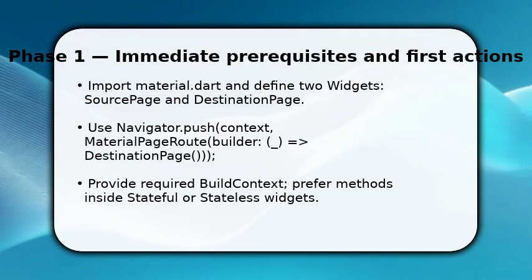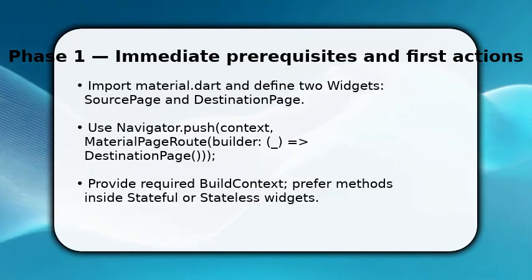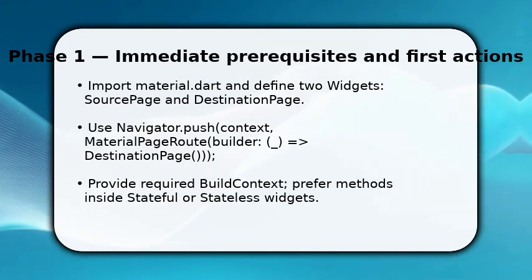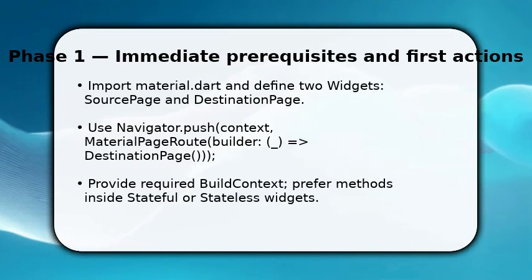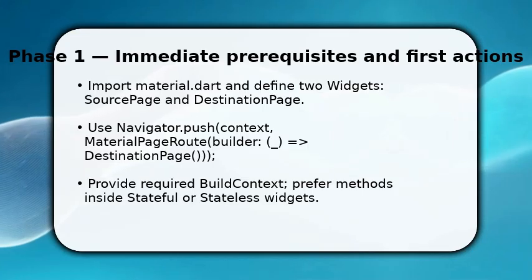You begin by wiring the route call where user action occurs. For example, inside onPressed, call Navigator.push with the current build context and a MaterialPageRoute. Use a builder that returns the destination widget so Flutter can construct the new screen lazily. You do this now because it preserves the previous route on the stack and enables back navigation automatically.